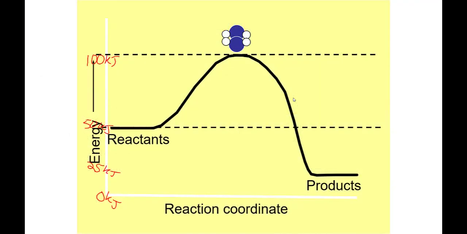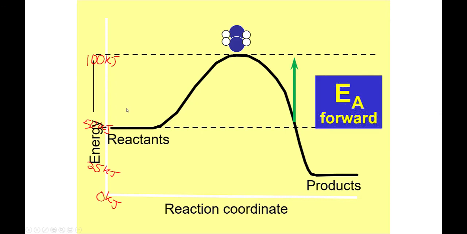To illustrate that concept again, here is if we said, well, what's the energy of the activated complex? We'd say it's 100 kilojoules. What's the forward activation energy? Well, we start with 50. We have to get up to 100 at the activated complex. So my activation energy forward is 50 kilojoules.